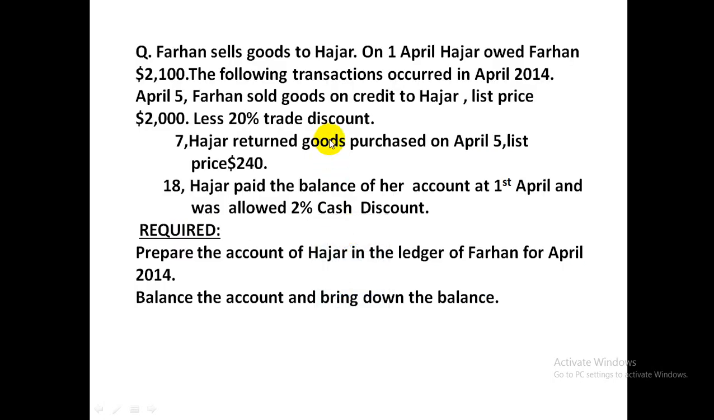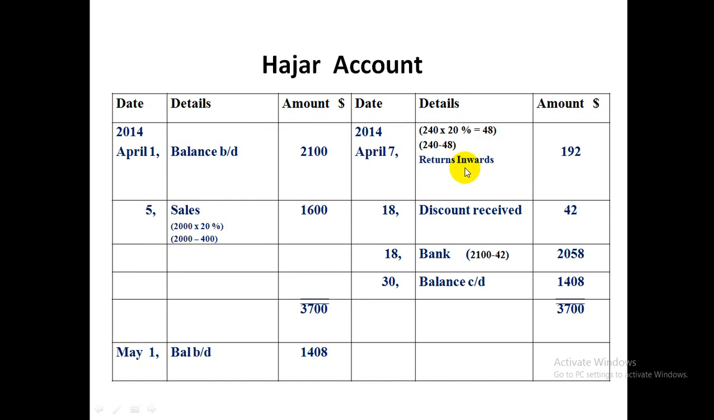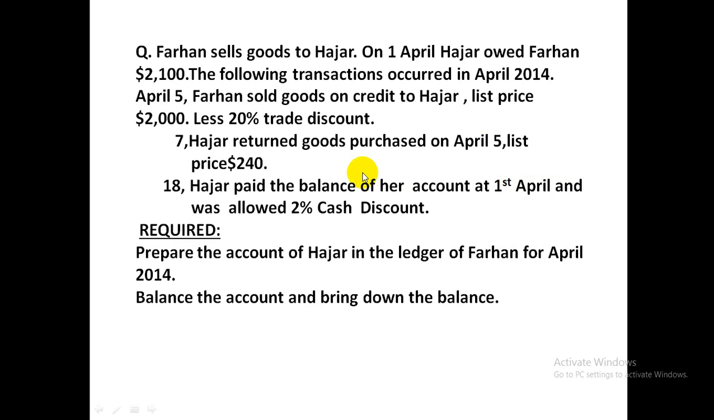Look at the next transaction. Hajar returned goods for 240 list price. The goods were sold on 20% discount. It means 48 was the discount which was offered to Hajar on these goods. 48 subtracted from the list price, the goods were returned for 192 only. Hajar's account will be credited because these are the goods returned by Hajar. The trade receivable ledger is credited whenever the goods are returned by a customer.